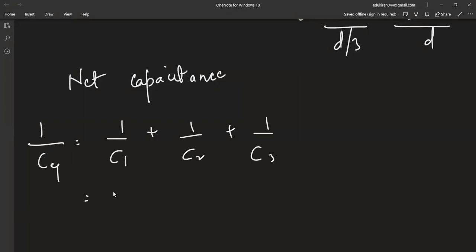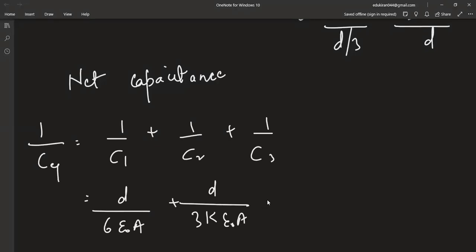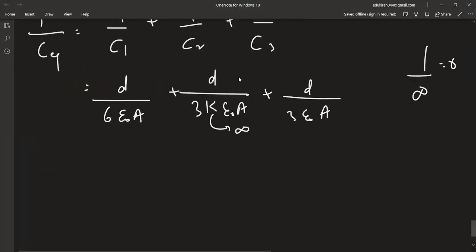When you substitute this, 1 by C1 will be D by 6 epsilon naught A, plus the second one will be 3D by 3K epsilon naught A, plus this will be D by 3 epsilon naught A. Since this is infinite, 1 by infinite will be 0. We'll say this entire term is 0. Hence, you have the answer as 2D.